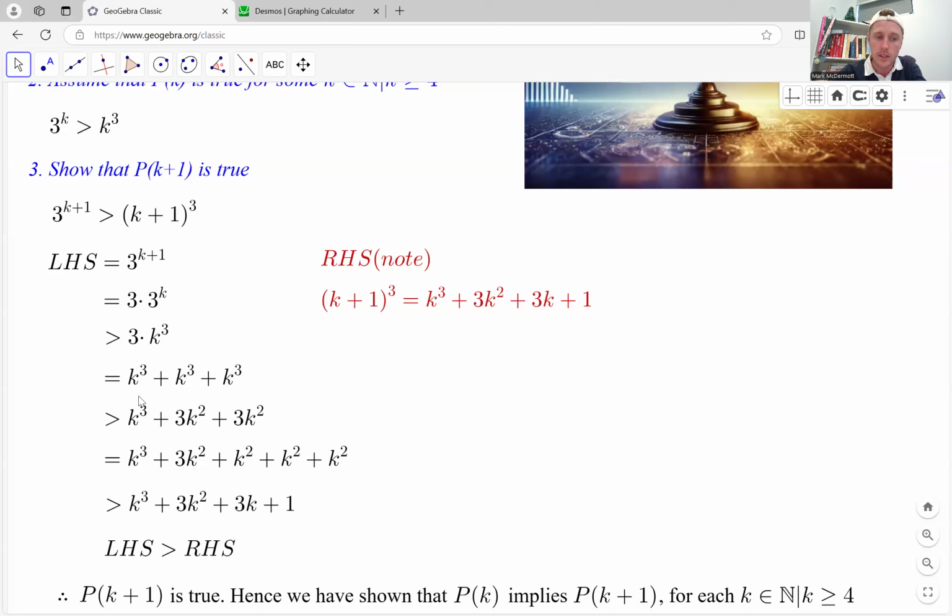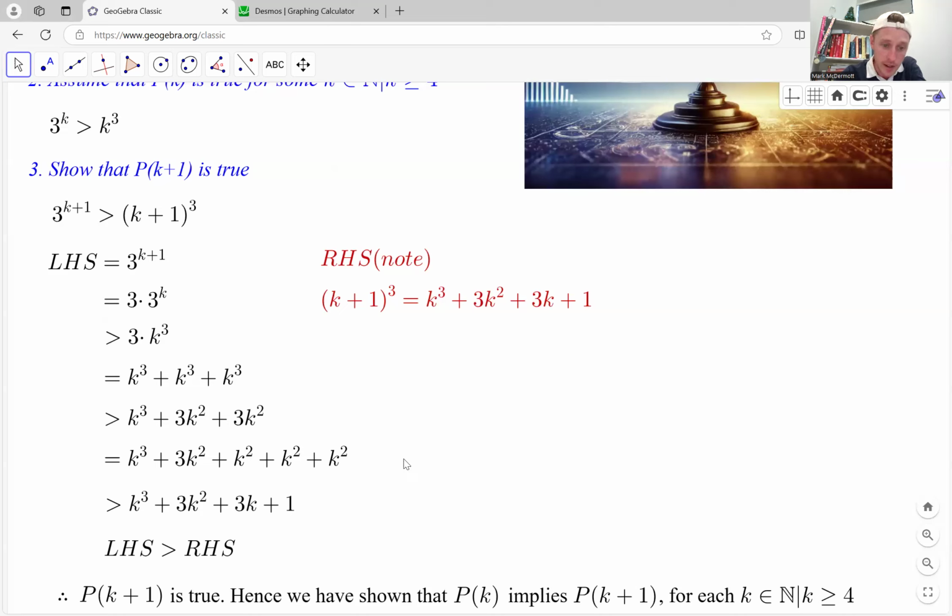We know that this has to be greater than k cubed plus 3k squared plus 3k squared. Now you're probably wondering why I picked that, and I was wondering that as well, but we're just trying to make it match this right-hand side, because then we can show that the left-hand side is greater than the right-hand side. Then we should say first, this thing is equal to k cubed plus 3k squared plus k squared plus k squared plus k squared. We're just breaking this last term up into k squareds.